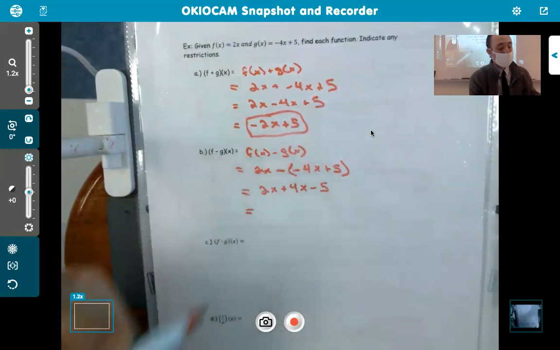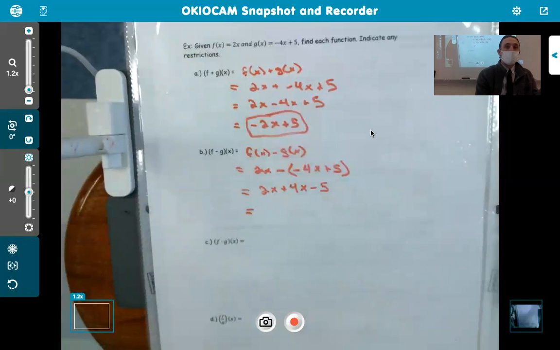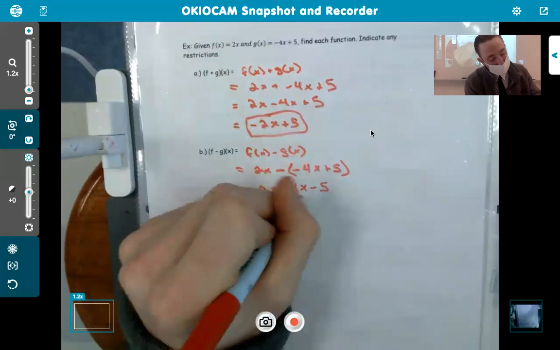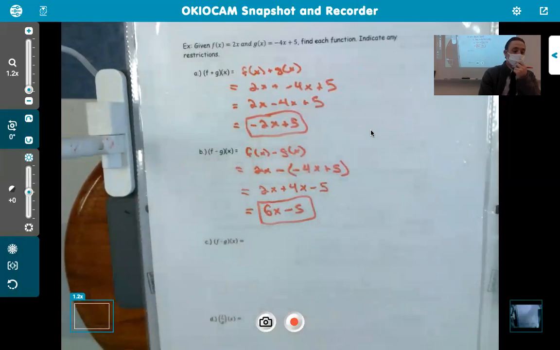So then what would my final answer be after I combine like terms? Good. The 6x minus 5. Any questions about part B?